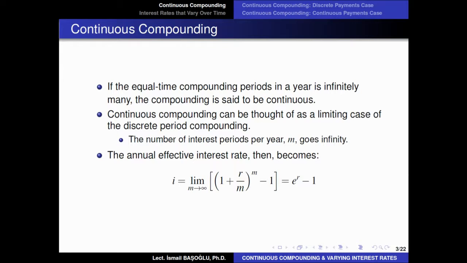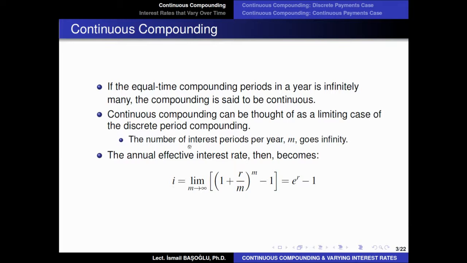Now, the question here is this. How many seconds do we have in a year? Now, the number of seconds in a year is infinitely large. Therefore, in this formulation, we are just going to take m, the number of interest periods per year, to infinity, and we are just going to calculate the limit of this formula. And remember, this formula was giving us the annual effective interest rate.